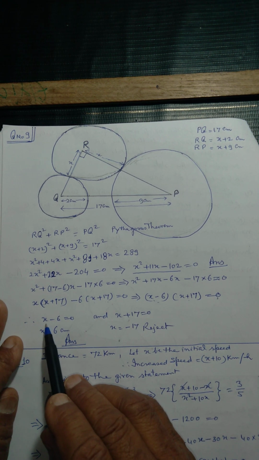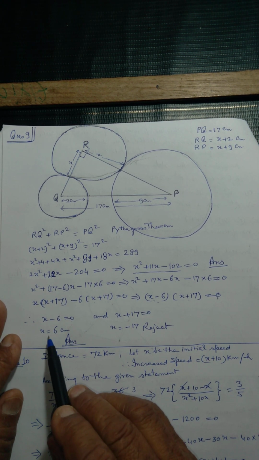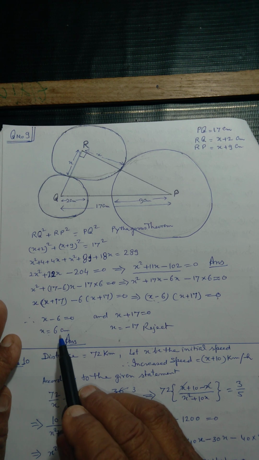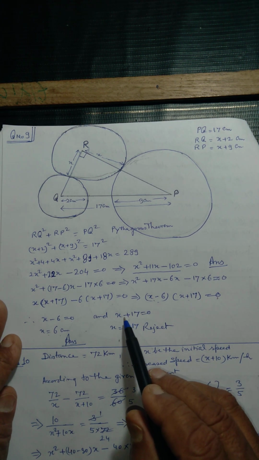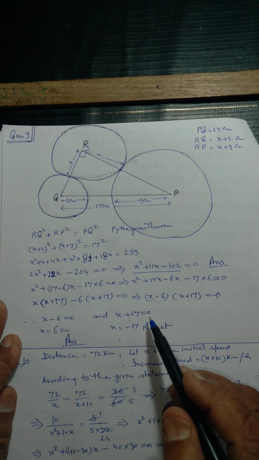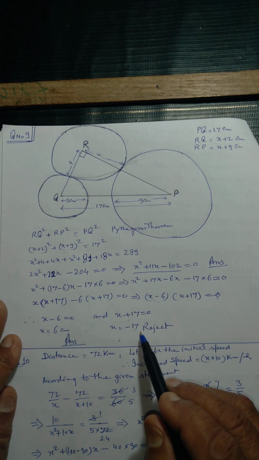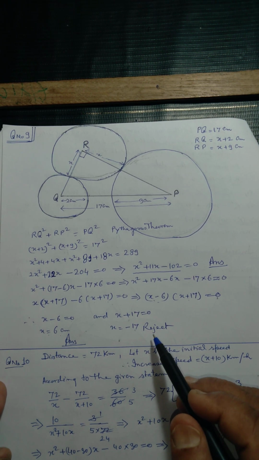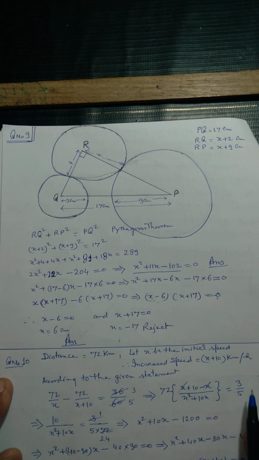Now substitute x minus 6 equal to 0. There we can get the value of x is equal to 6 centimeter. Here x will be equal to minus 17. We reject it because the radius can't be negative. Now proceed to question number 10.